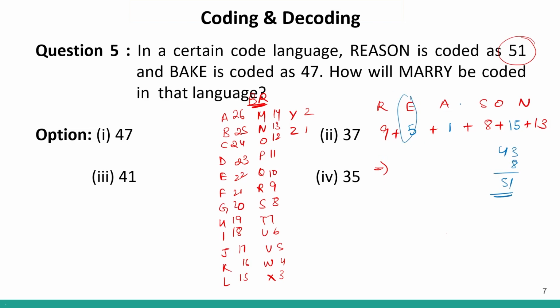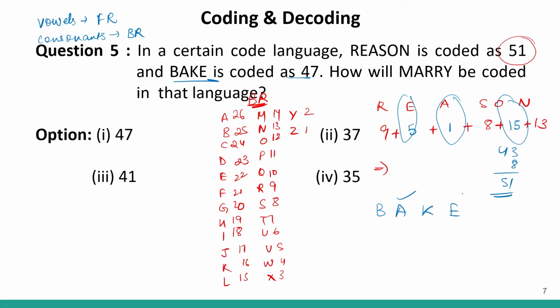So E, A, and O, these are your vowels. So for vowels, we took forward ranks. And for consonants, we took backward rank. Correct? Let us check the same thing for bake and 45. So for bake, what is the vowel? A and E. So forward rank for A and E, 1 and 5. Correct?